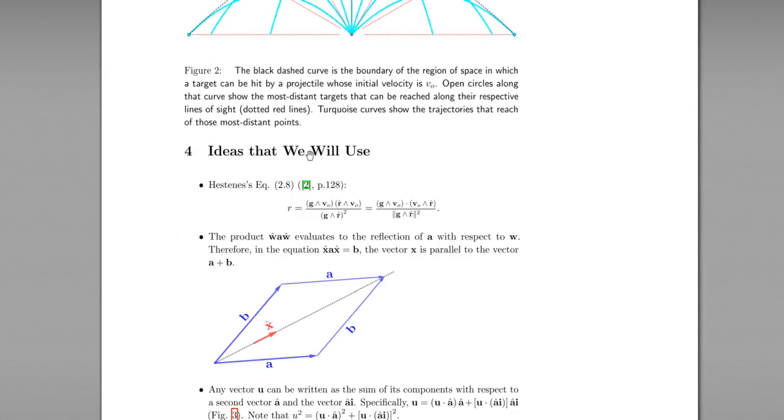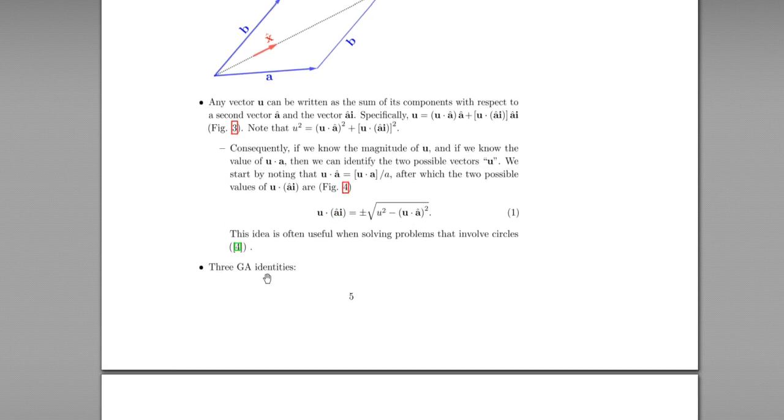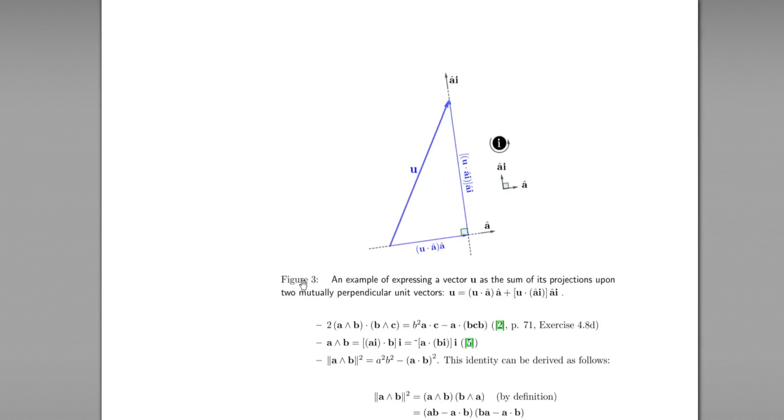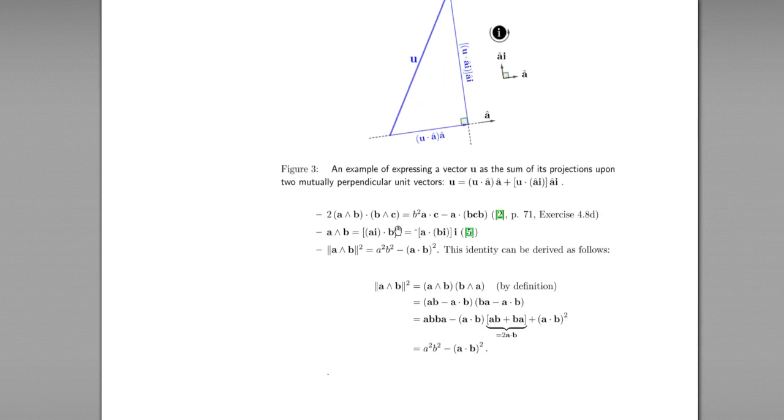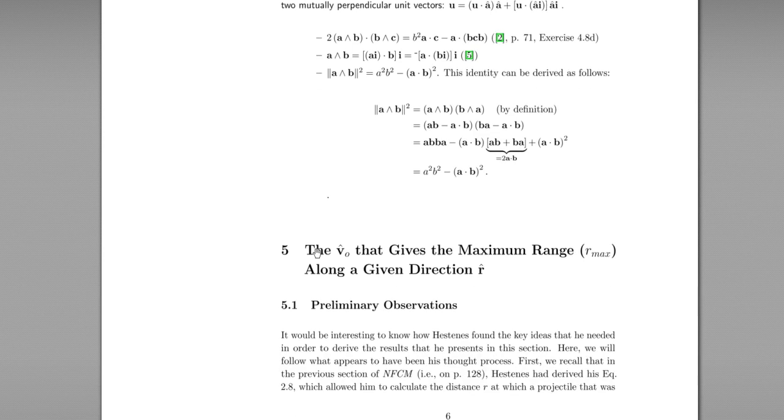There is a detailed presentation of ideas that we'll use. And I want to note here some geometric algebra identities, which are important. We won't go into them here, but this document does present references where you can find the derivations, and also here we just derived that because it's a short derivation.